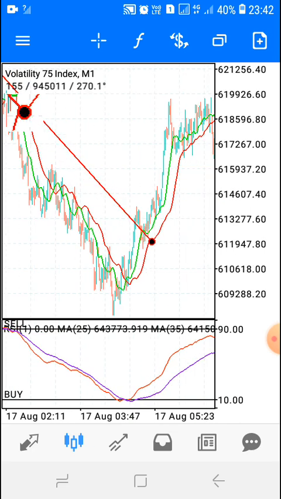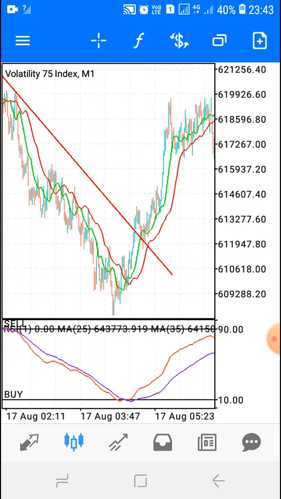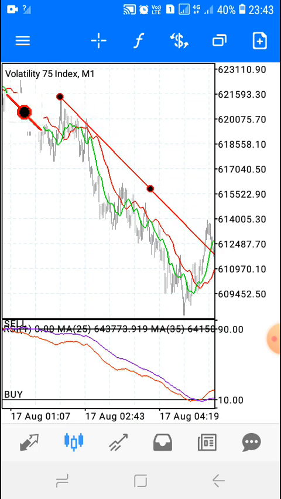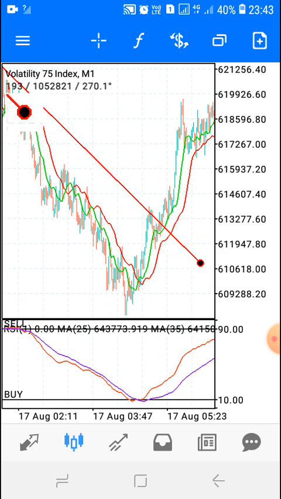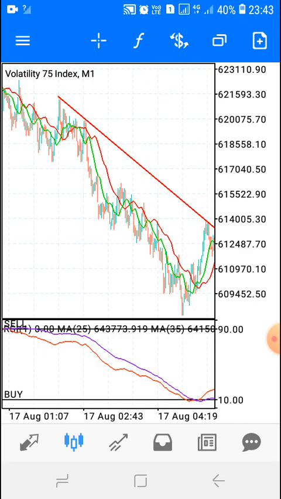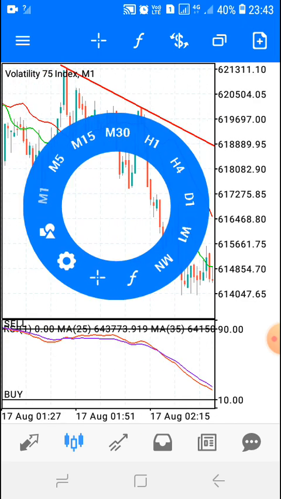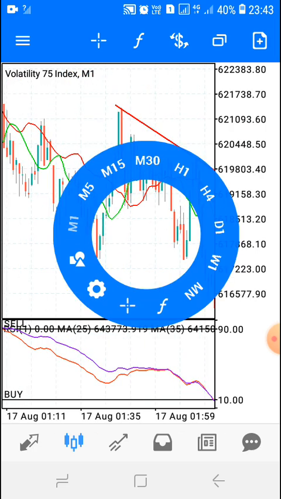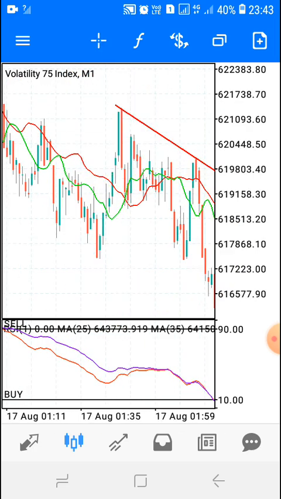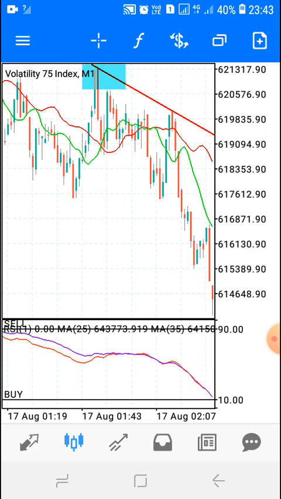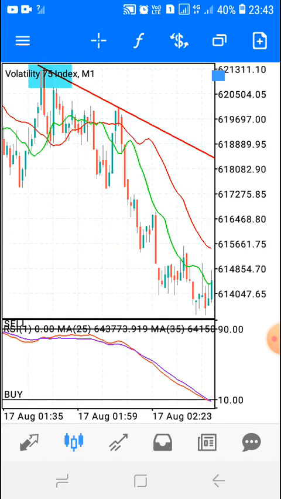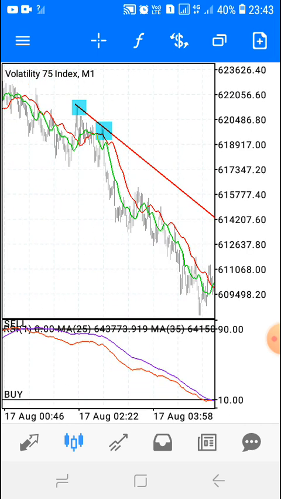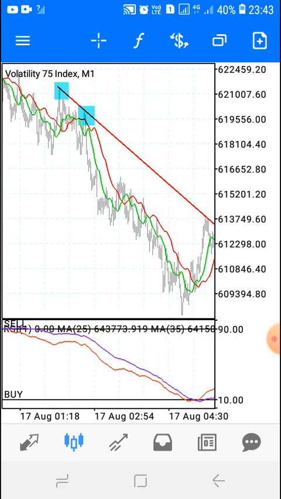For example, you can see over here that okay, let me just draw it correctly. Okay, let me just zoom in. We have 2 touches, right? 1, okay, just take out my rectangle with 1 touch, and then we have another touch. Okay, everybody, so that means our trend line is confirmed.